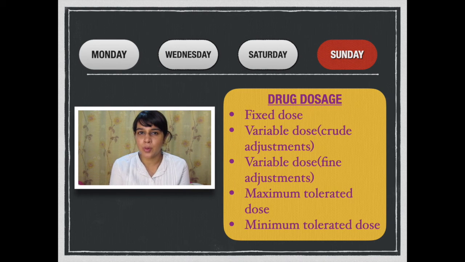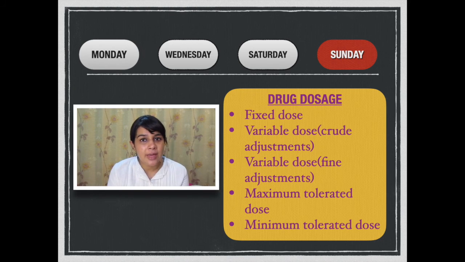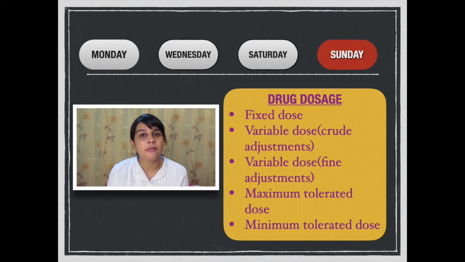Yeah, this is a sort of bonus episode that I did in this series. So it's a very short episode, but it has a very important topic, that is drug dosage. In this I will be covering 5 types of drug dosage, and first is the fixed dose. The desired effect from the drug is obtained at much below the toxic dose. Second is the variable dose. In this also we have 2 types. One is with crude adjustments and one is with fine adjustments.